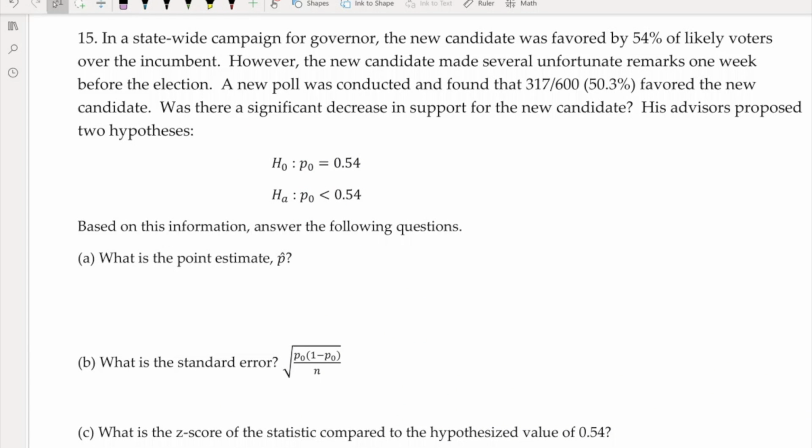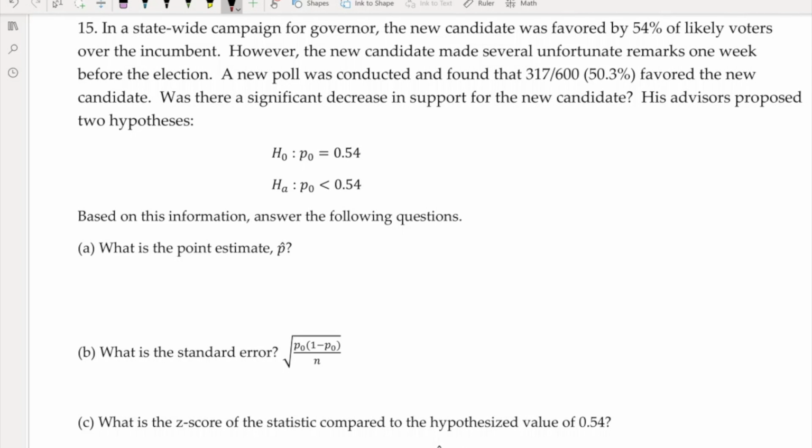15. In a statewide campaign for governor, the new candidate was favored by 54% of likely voters over the incumbent. However, the new candidate made several unfortunate remarks 1 week before the election. A new poll was conducted and found that 317 out of 600, or 50.3%, favored the new candidate. Was there a significant decrease in support for the new candidate? His advisors proposed two hypotheses. The null was that it was 0.54, and the alternative was that it was less than 0.54. Based on this information, answer the following questions. A. What is the point estimate p hat?